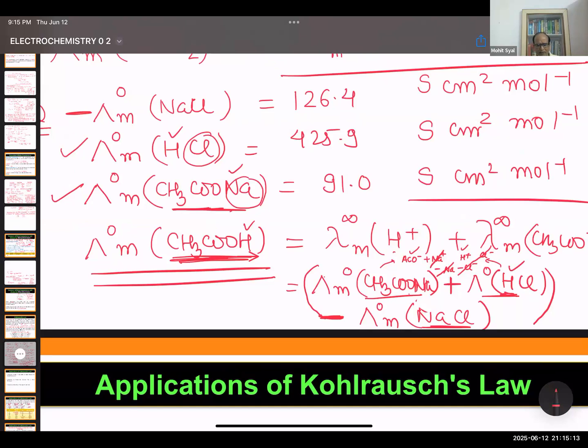For sodium acetate, it was 91. And for HCl, it was 426. I am taking it as 426. And for NaCl, it was 126, so minus 126. I'm taking the rounded off values, not the decimals, to make the calculation very easy. This is 391. Got it?